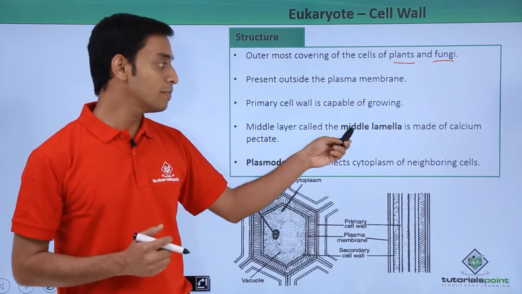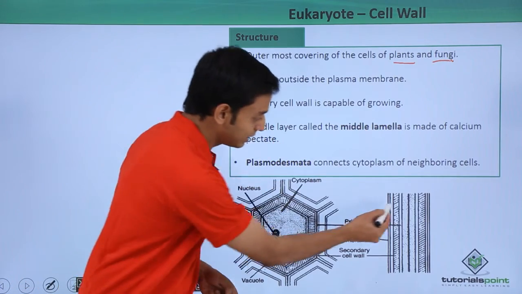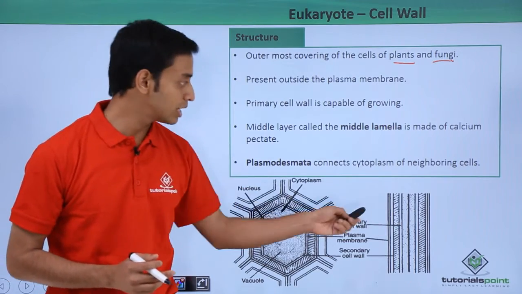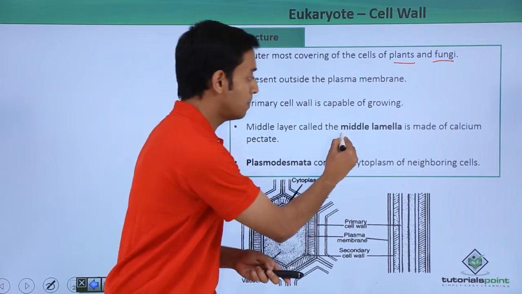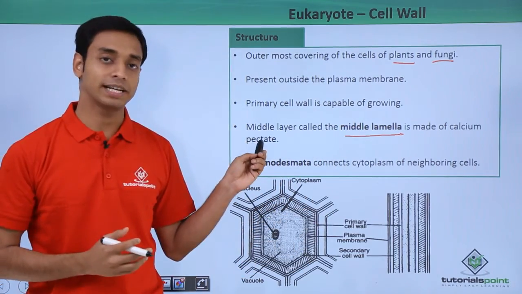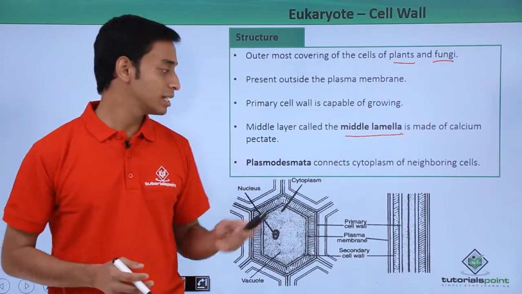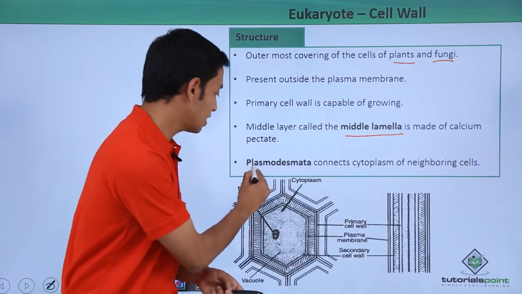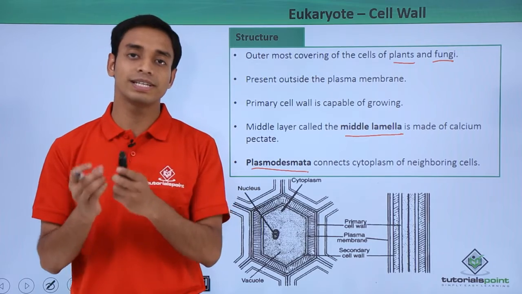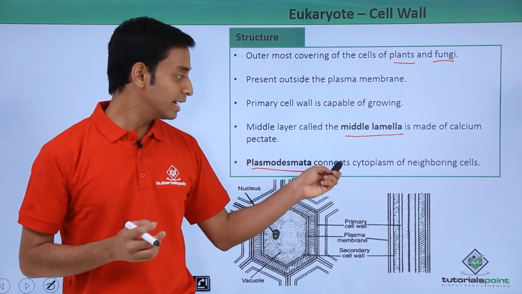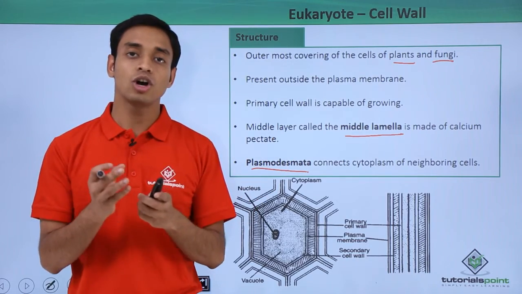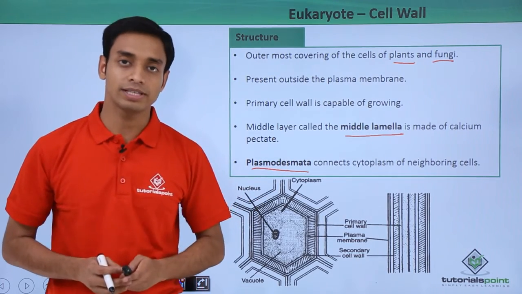The middle layer is called the middle lamella. So which is the middle layer? This black shaded portion we are seeing is the middle layer of the whole cell wall structure. It is known as the middle lamella. This is made up of mostly calcium pectate. In the cell wall, there are certain junctions known as the plasmodesmata. These are the connections present in the cell which help in connecting the cytoplasm of the neighboring cells. So this helps in connection or interaction between the neighboring cells.